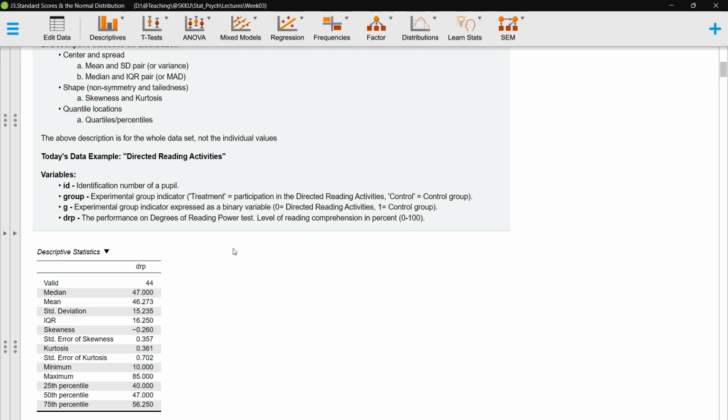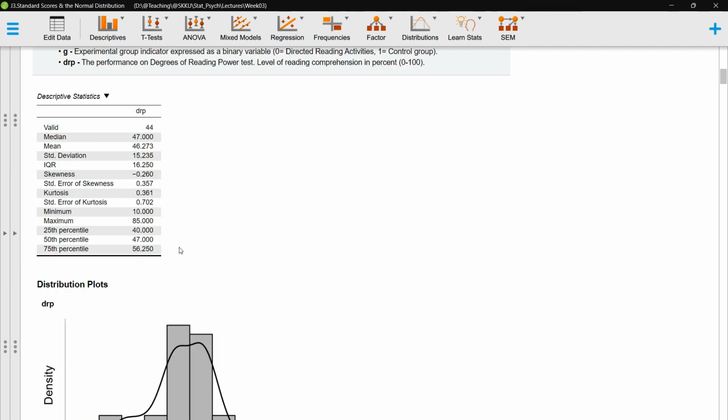So let's look at the descriptive statistics for this variable. See here, look at these numbers. We have 44 valid observations. The median is 47. The mean is 46 point something. Remember this value. And the standard deviation is 15 something, and the IQR is 16 something.